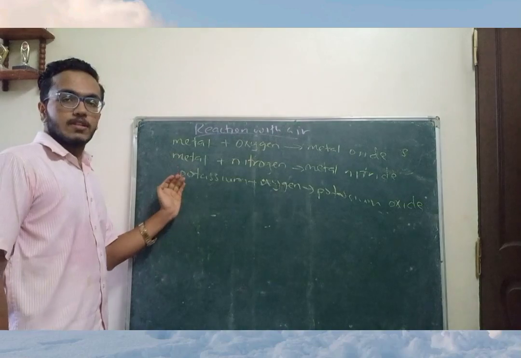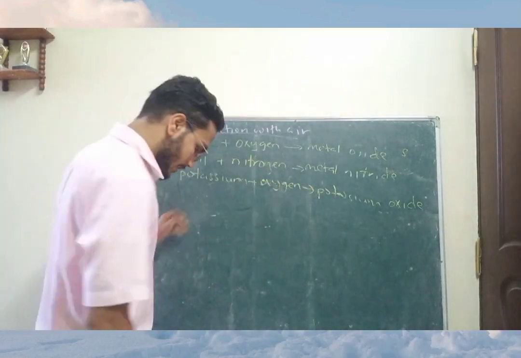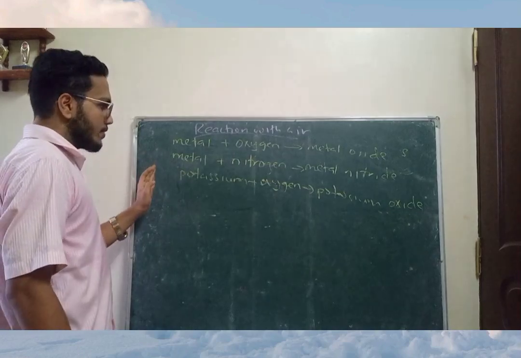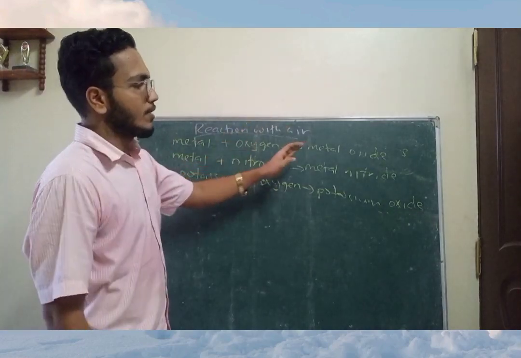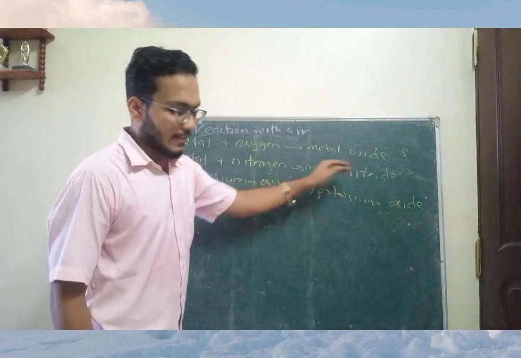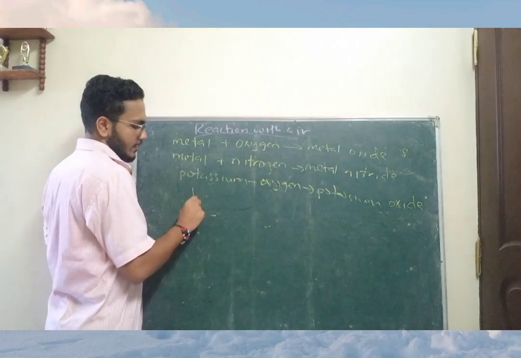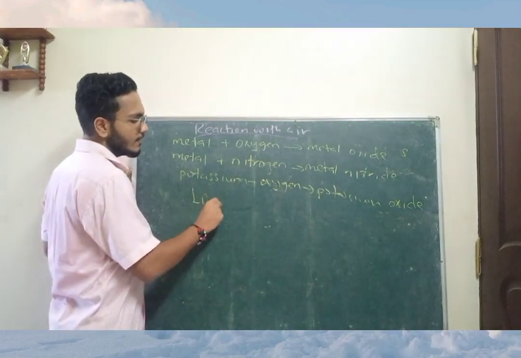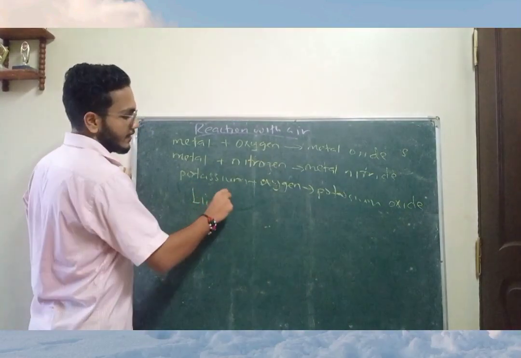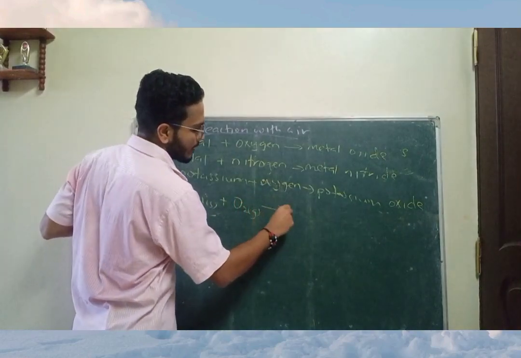However, the same potassium can react with the nitrogen part of air to form potassium nitride. Or sodium can react with oxygen to form sodium oxide, or sodium can react with nitrogen to form sodium nitride. So how does lithium react with oxygen? Lithium, Li solid, because it is a metal, reacts with oxygen, O2 gas, to form lithium oxide.